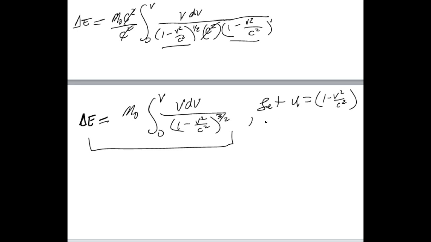Okay, this part, and then I'm going to let du equal minus 2v over c squared dv. Now I have dv here and I have dv here, so I'm going to solve for dv. So dv is equal to c squared divided by minus 2v du. So what I'm going to do is take dv and substitute it into there.